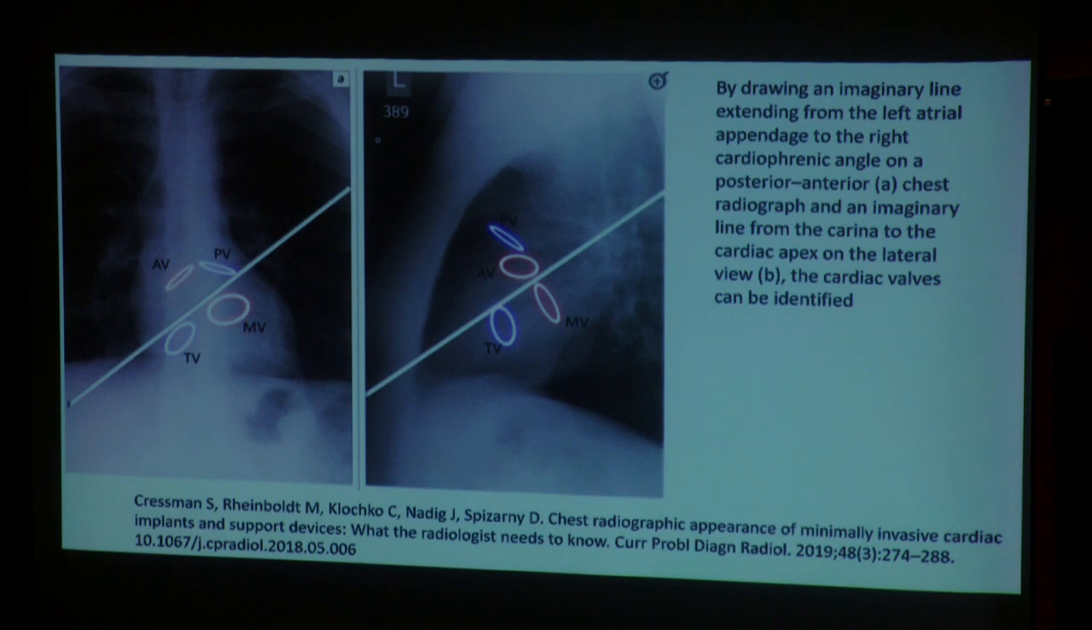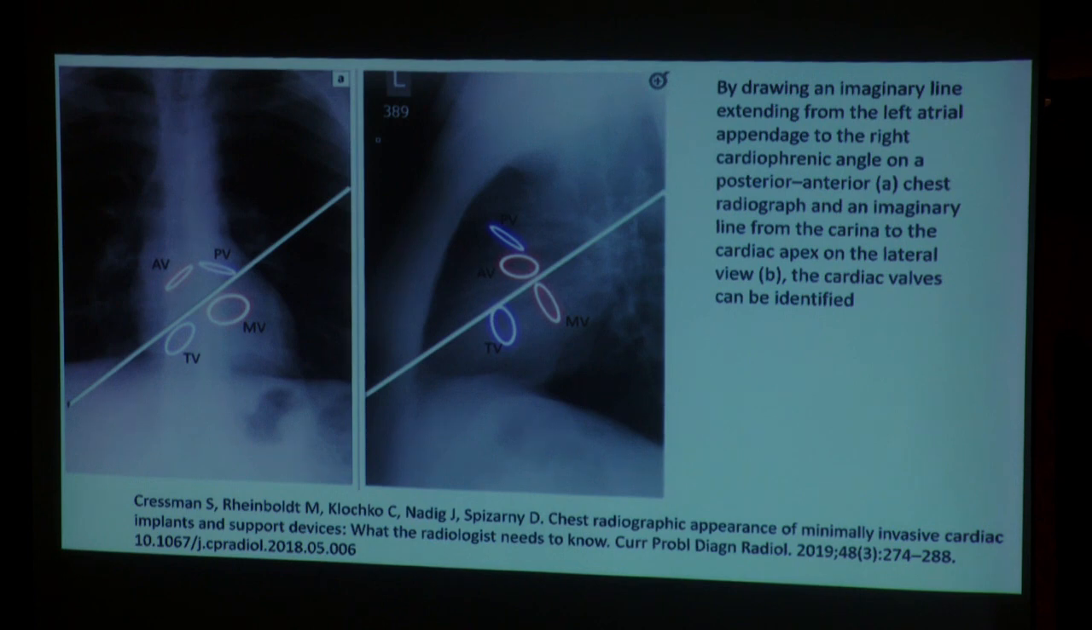The valves that are above these lines are the pulmonary and the aortic valve. Whatever is below is the tricuspid and the mitral valve. The superior-most one is the pulmonary valve, and the inferior-most one is the tricuspid valve. These lines are very important and useful in differentiating. You should not confuse aortic and pulmonary, or mitral and tricuspid.